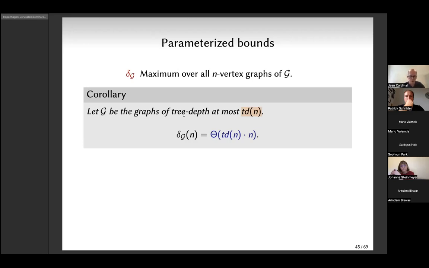Okay, and in the worst case, the bound is tight. This is proportional to the tree depth times n. Then we really see we can interpolate. If the tree depth is constant, then we have a linear diameter. If the tree depth is linear, which is the worst case, we have a quadratic diameter, and we can really have anything in between. We have tight examples for all ranges of values for the tree depth.